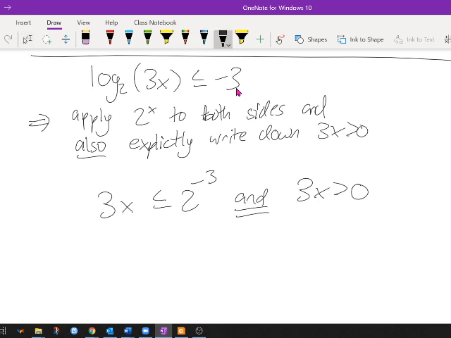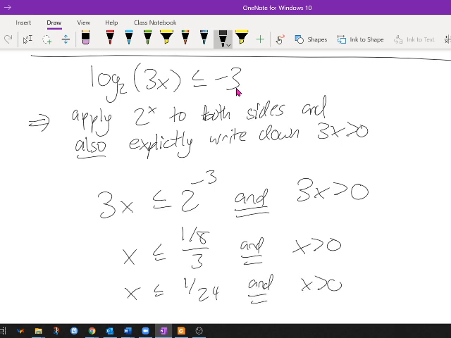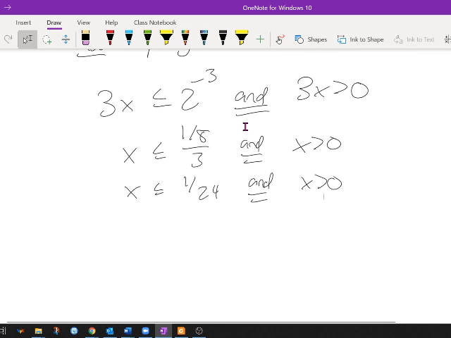So now it's correct. Now the implicit part has not been lost. So you get x less than or equal to 1 over 8 divided by 3 and x bigger than 0. This is x less than or equal to 1 over 24 and x bigger than 0. You can write this in interval notation. This is x is in 0 to 1 over 24.